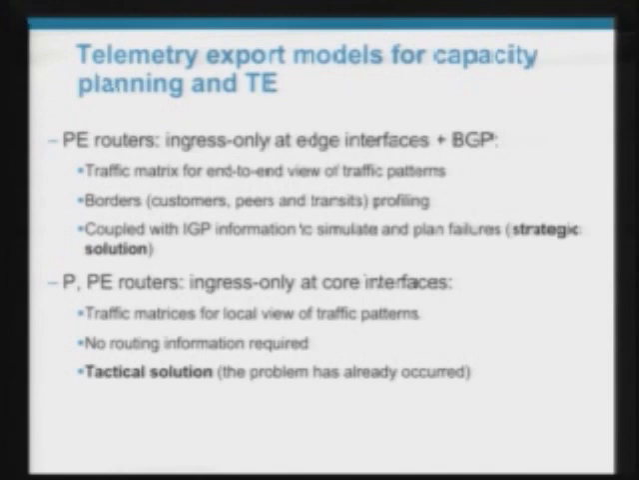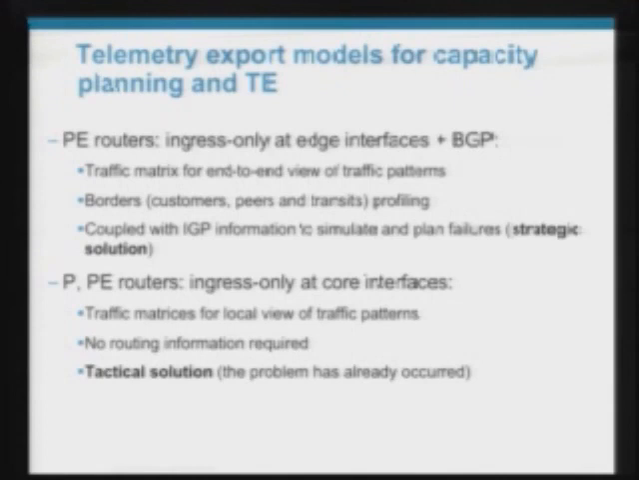Then you have a secondary export model, which is essentially to get still ingress-only measurement, but from PE and P routers at core interfaces. So when you start doing that, you do not get a unique view of your network or of your traffic flows anymore, but you get N traffic matrices. The beauty of this solution is that it's very basic and simple and doesn't require any routing information, because it's like you are tracking the big flows as they go through your network. But this is really a tactical solution, let's say.